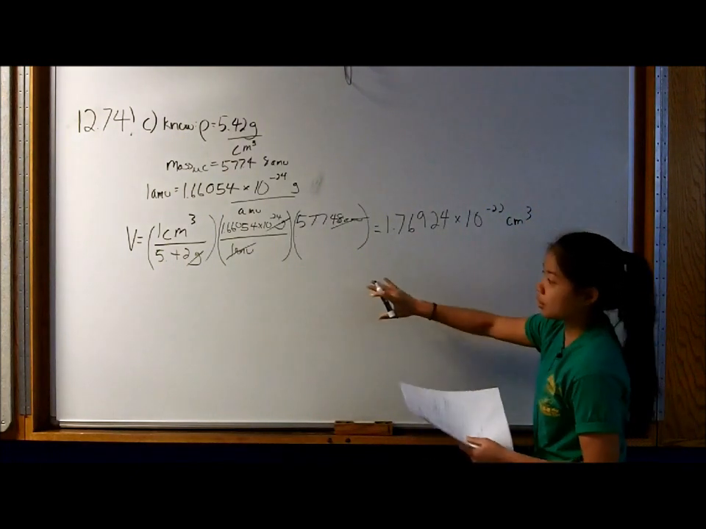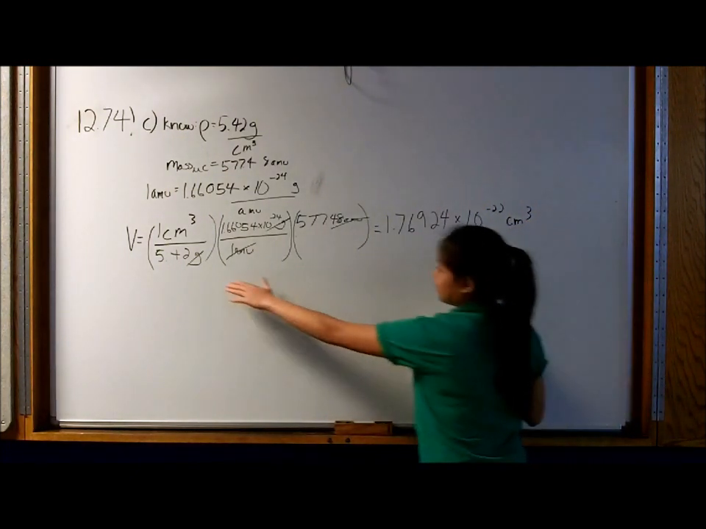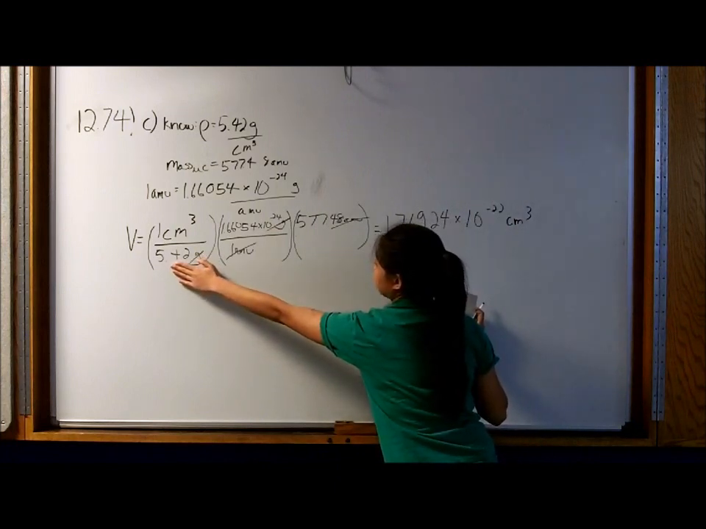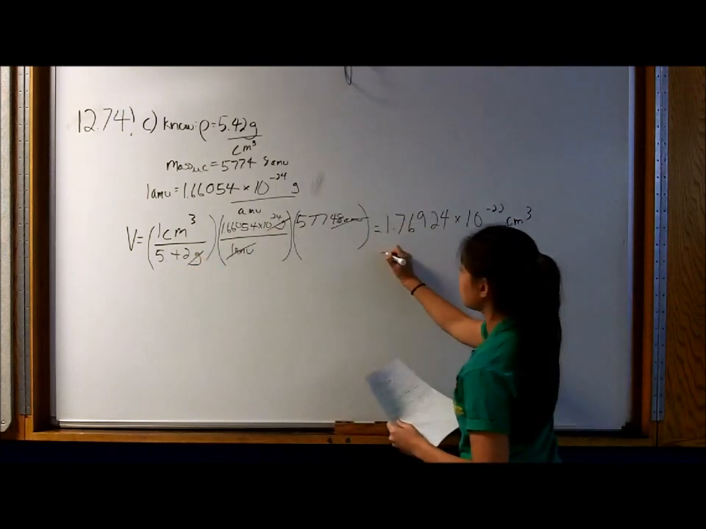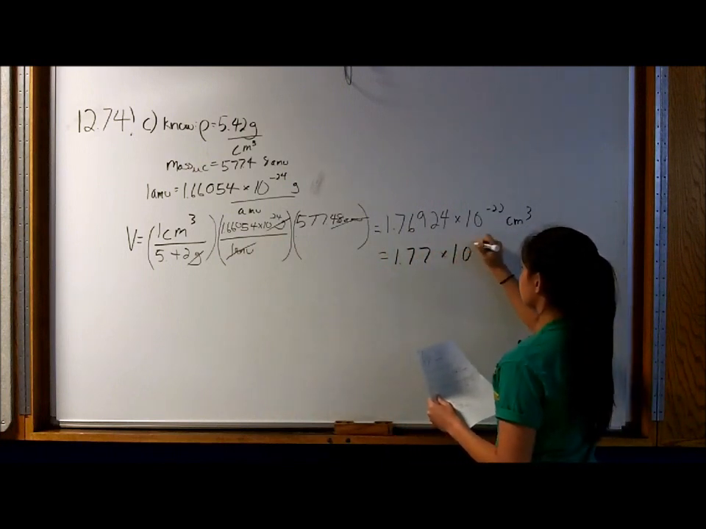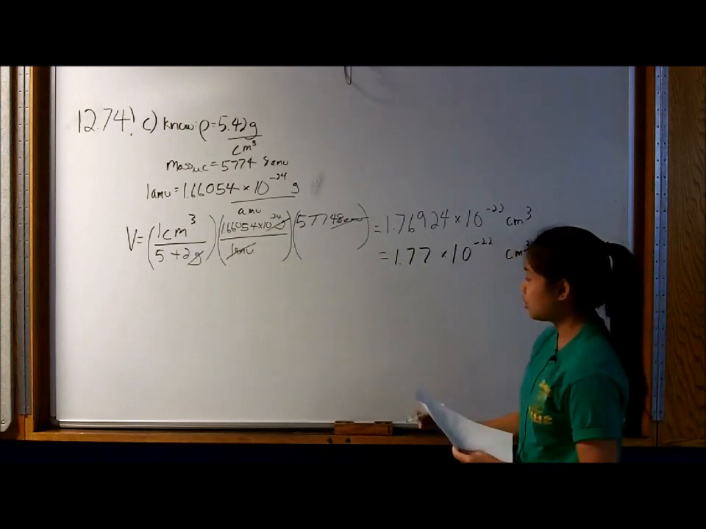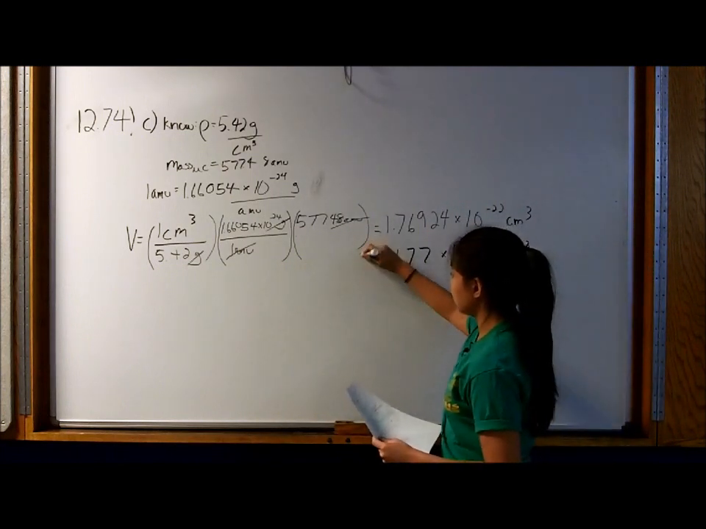But then we have to look at our significant figures, right? There are only 3 significant figures here, so we're limited by this amount. So the answer is actually 1.77 multiplied by 10 to the negative 22nd centimeters cubed. So this is your volume right here.